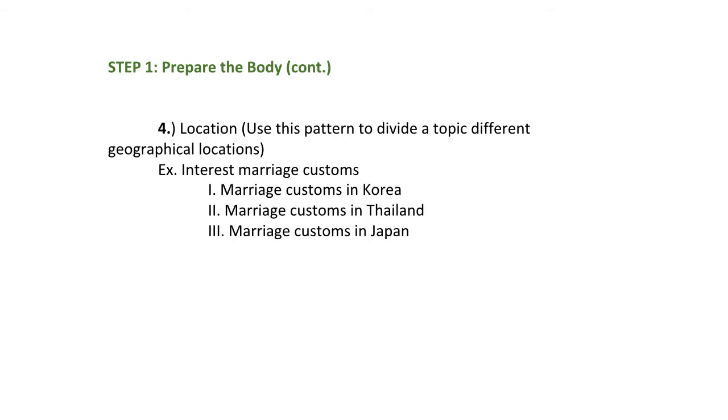The fourth one is location. Location pattern. You can use this pattern to divide a topic into different geographical locations. For example, in speaking about interesting marriage customs, you may separate it into marriage customs in Korea, Thailand, Japan, and things like that. Easy, right? Okay, and that's about the location pattern.